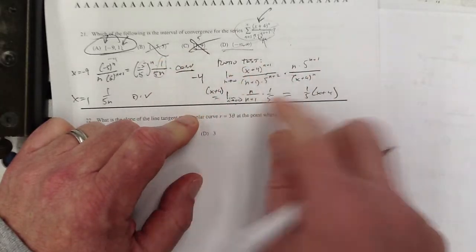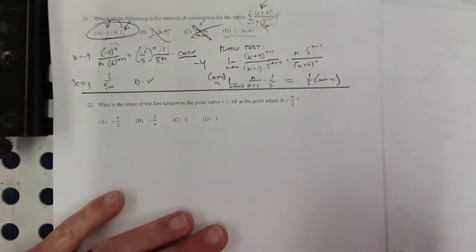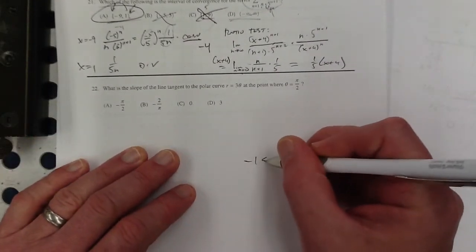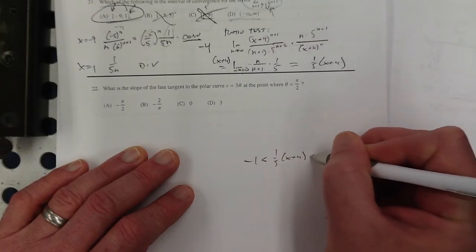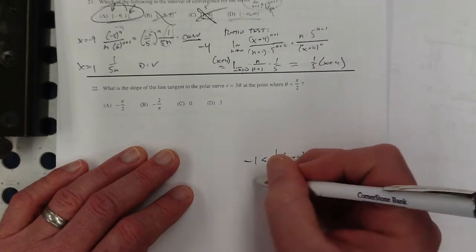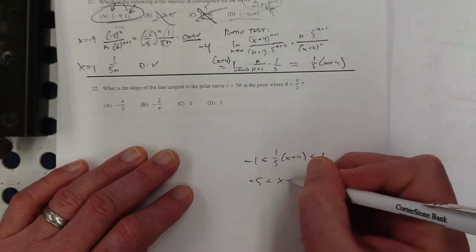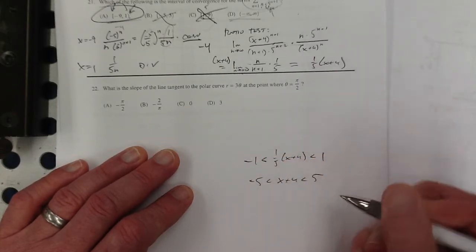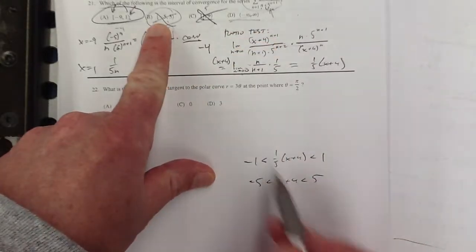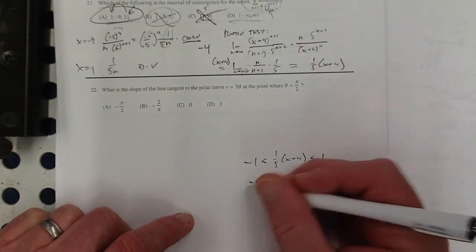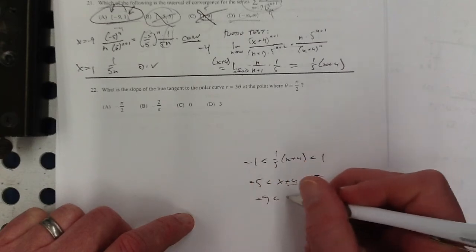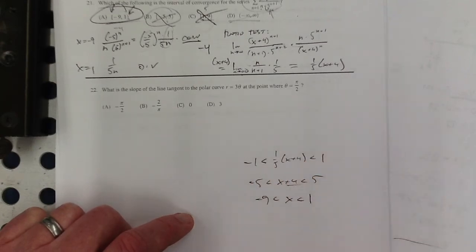And what we're doing here with the ratio test, I would take that and say, okay, that's got to be in between negative 1 and 1, multiply by 5. So you can see why that answer is there. But I have a plus 4 in here, so subtract 4, negative 9 and 1.